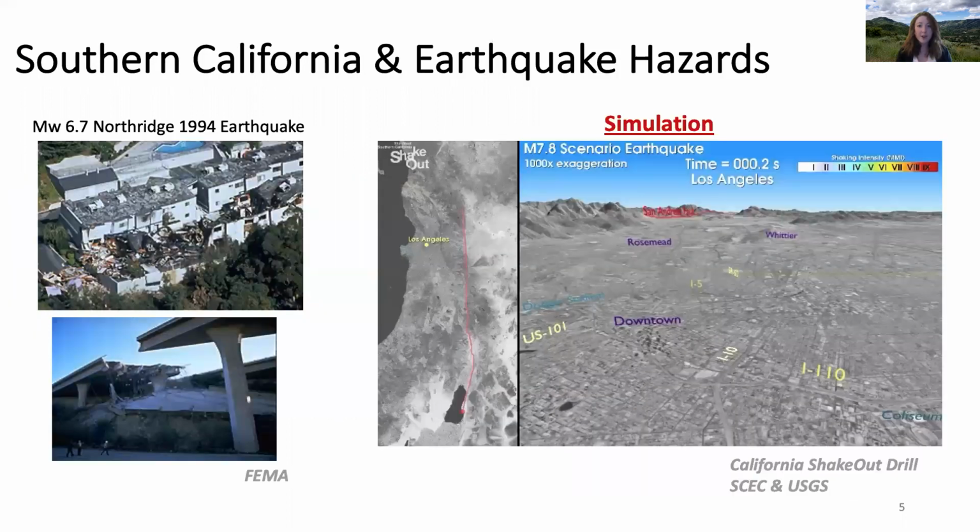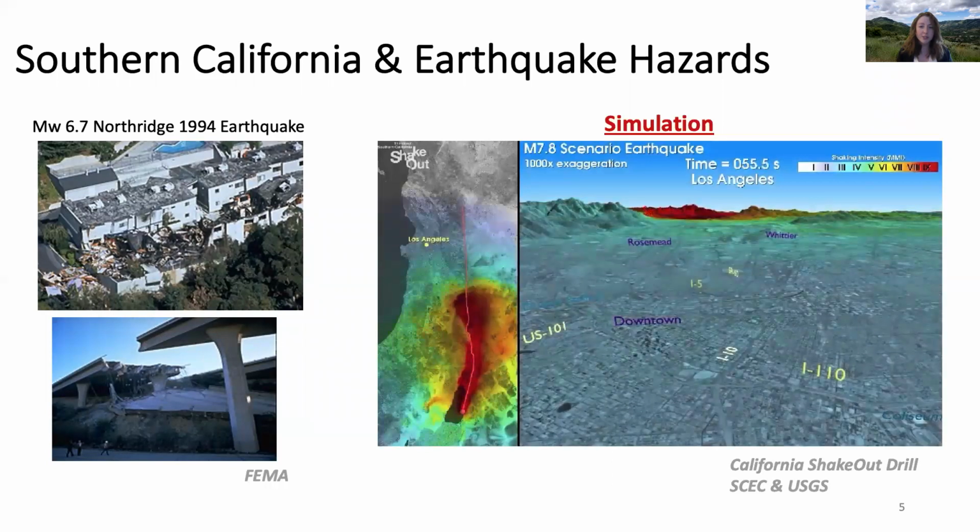Southern California is also home to high seismic hazard and plenty of massive faults with potential for large earthquakes. On the left, in Los Angeles from the 1994 Northridge earthquake, we can see some major damage. On the right, we have a simulation of a possible realistic earthquake beginning on the southern end of the San Andreas Fault, shown in red.